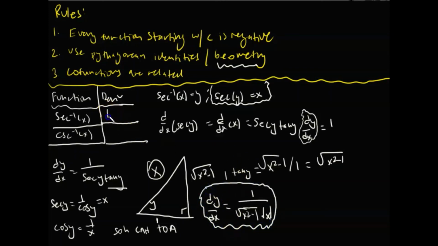We input this into the table. 1 over the square root of x squared minus 1 times the absolute value of x. A little bit complicated there. And then slap a negative on the front for cosecant inverse. Negative 1 over the square root of x squared minus 1 times absolute value of x. And that's basically the end of the video.